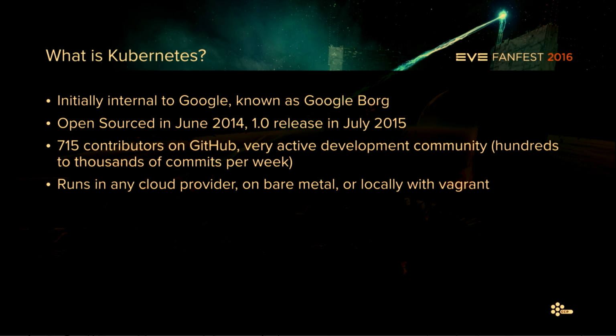There are 715 contributors to the core Kubernetes project on GitHub. It's got an extremely active community. There's a ridiculous amount of commits every day. You can run it in any cloud provider. It's probably easier to run it in Google, but you can definitely run it in AWS, DigitalOcean, or if you have your own VM setup or you want to run it locally, they have a lot of Vagrant stuff as well.